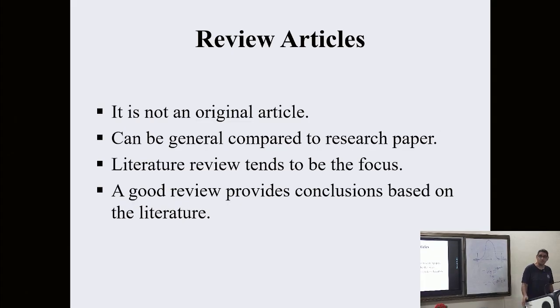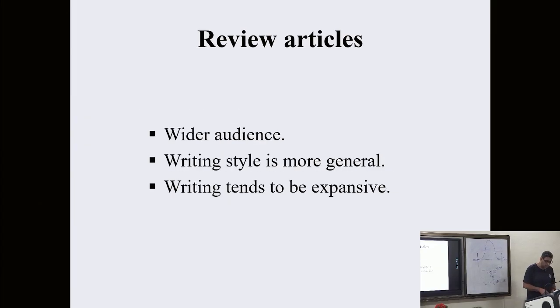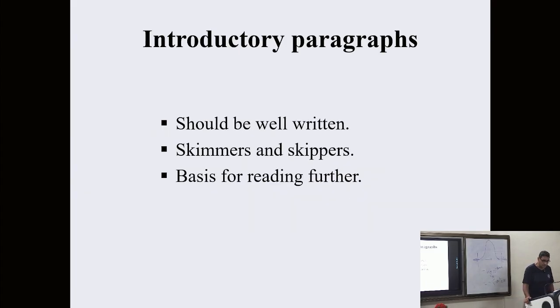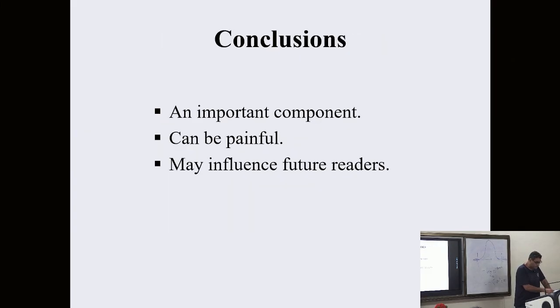Review article, it is not original. What is a review article? I have already shown you. It is like a tutorial paper where you cite various types of research articles and get knowledge about that. A review article has a wider audience. The writing style is very general, and the writing will be extensive and expansive also. Introductory paragraph, very important. Conclusion is an important component of a review article, and it can be painful because writing a conclusion in a bigger way is very difficult. It may influence the future readers.